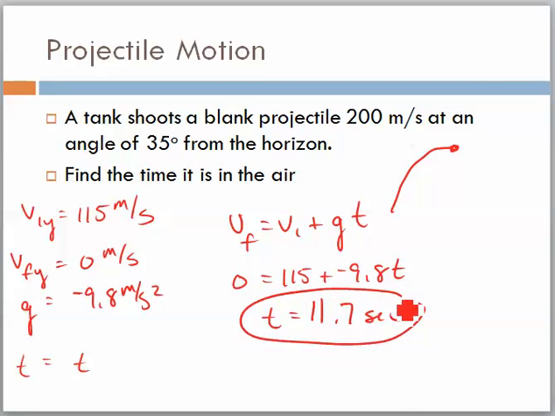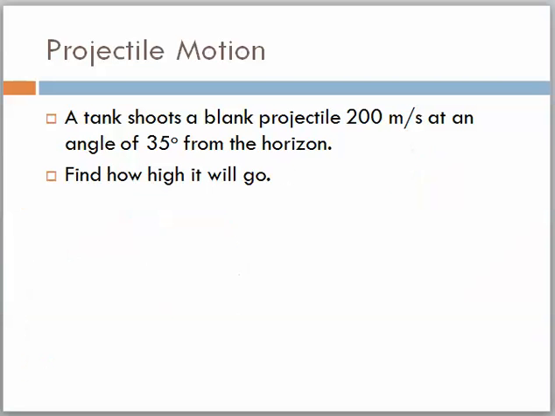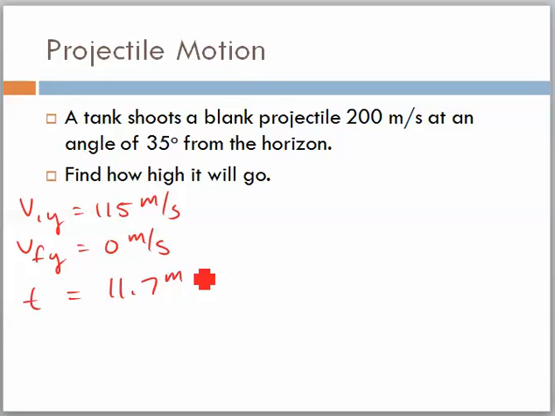So now we found out several things in our last couple slides. What's the next thing we could do with this projectile motion? How high will it go? Well, I know its initial speed is 115 meters per second. I know that its final speed is going to be 0 meters per second, which is when it's at its highest point. And I know that time is 11.7 seconds. Well, I need something that gives me a displacement, something that gives me YF. I also know that YI is 0.